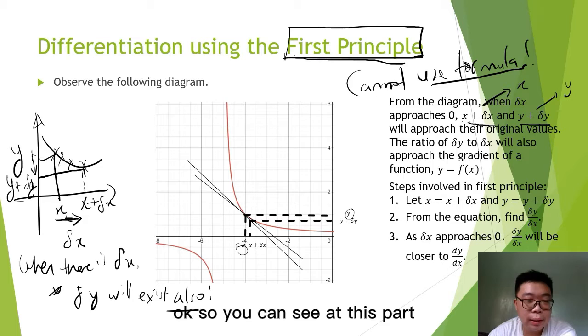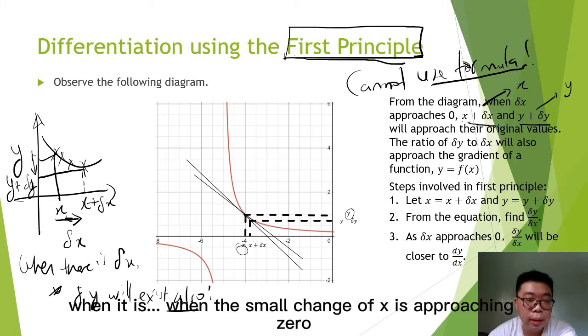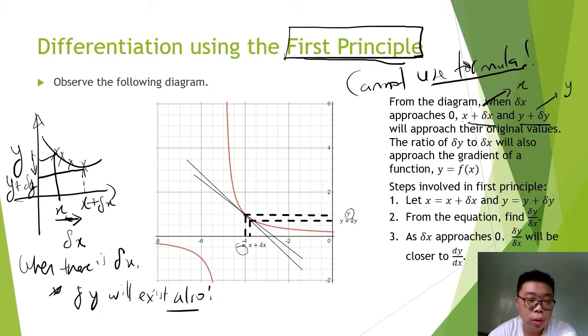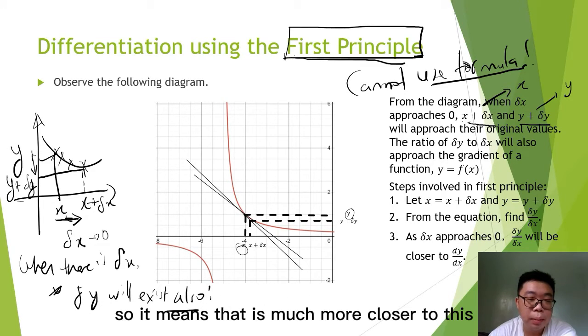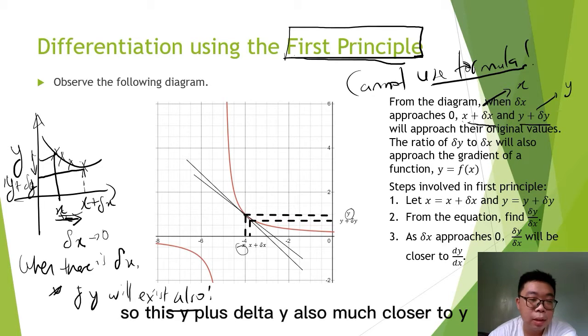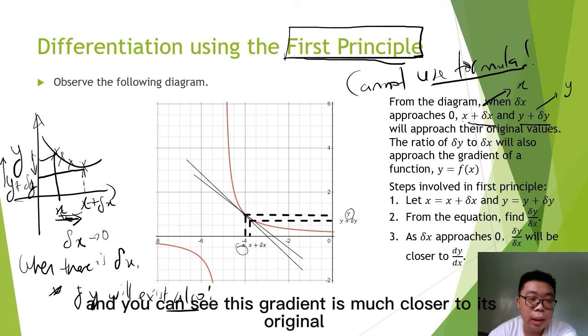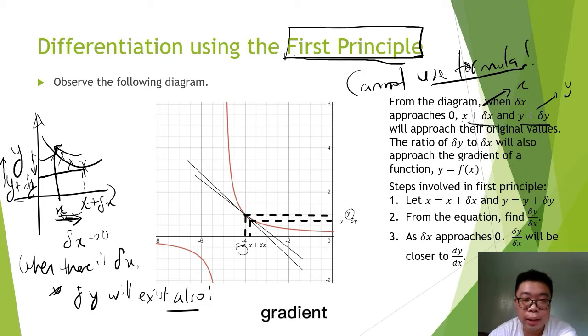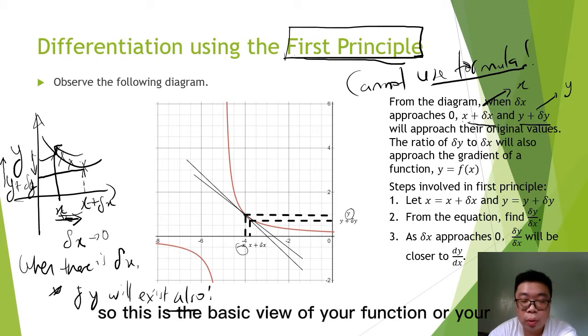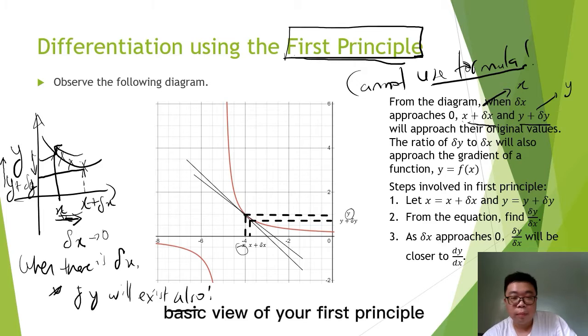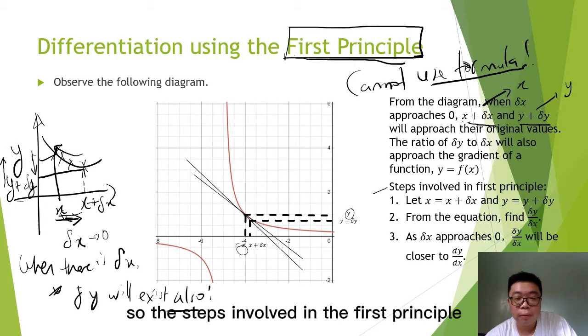Okay, so you can see at this part, when the small change of x is approaching 0, it means that it's much closer to this. So this y plus delta y is also much closer to y, and you can see this gradient is much closer to its original gradient. So this is the basic view of your function, or your basic view of the first principle.